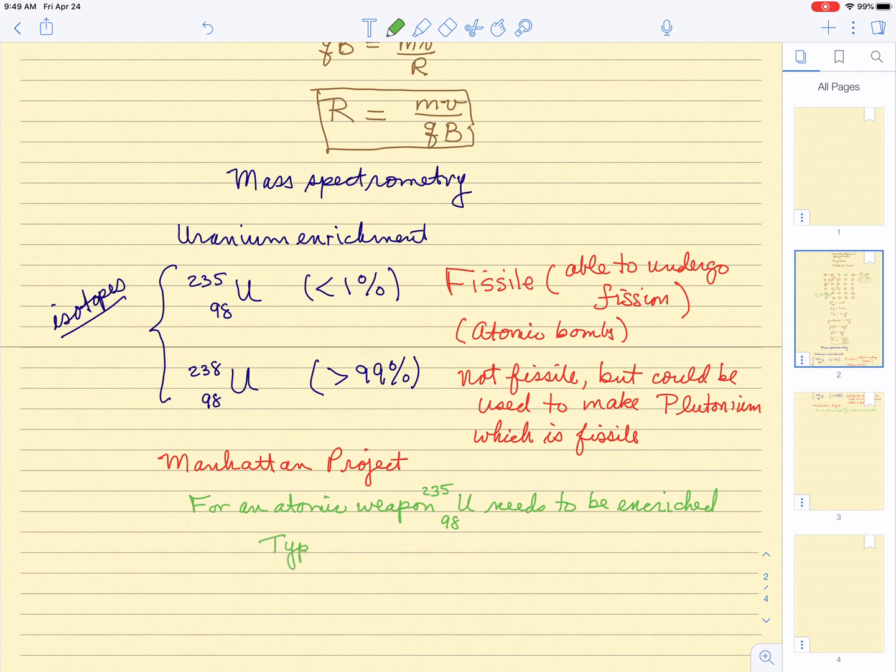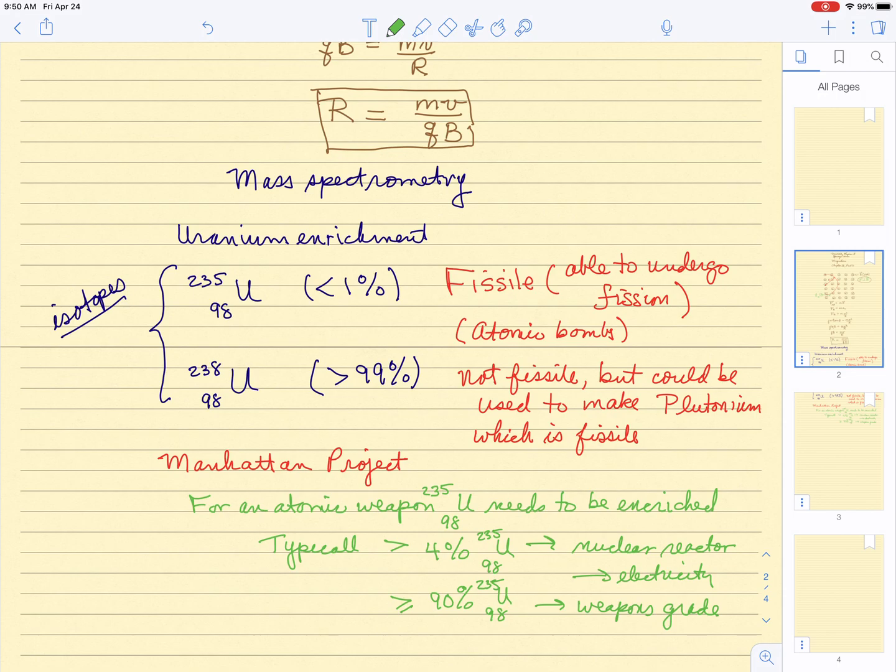Typically, I think it's greater than 4% or so uranium-235 that can be used in a nuclear reactor to generate electricity, and it's going to have to be around 90% or so uranium-235 to be weapons grade. And you could check those percentages. I think I'm probably not too far off.